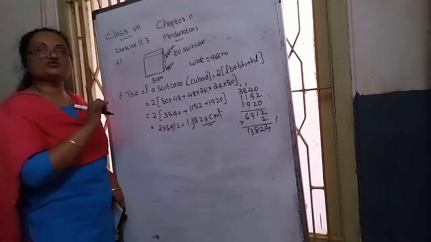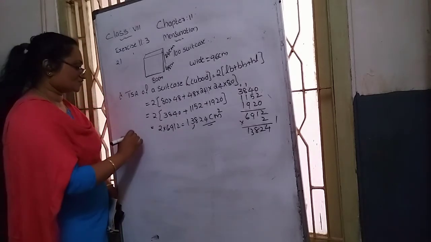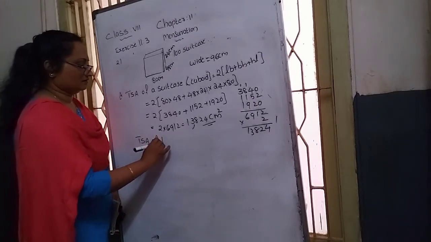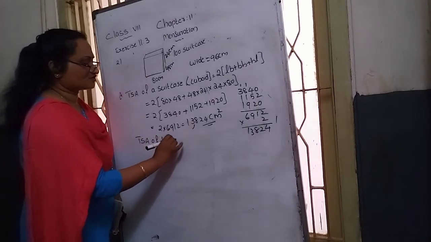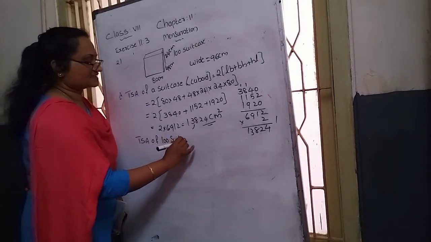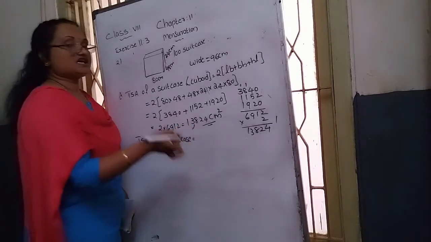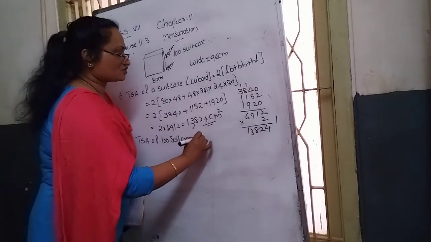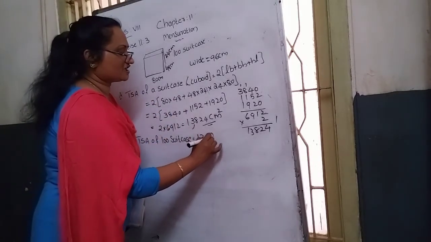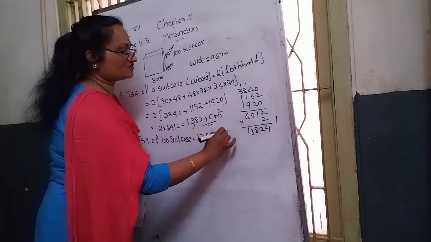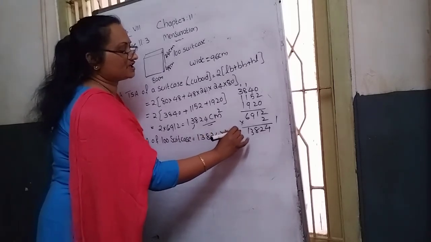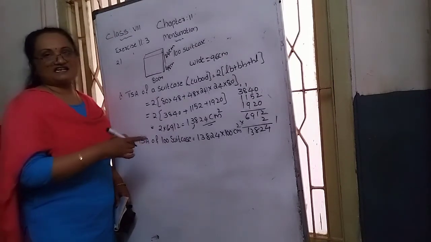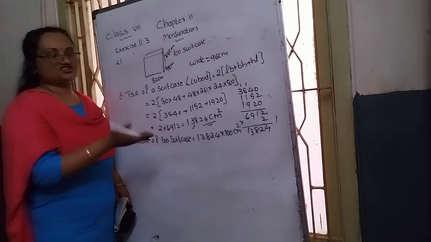How many suitcases are there? 100 suitcases are there. So the next step is to find the TSA of 100 suitcases. One suitcase area is 13,824, multiplied with 100. Area is represented as centimeter square. Lastly, we can cancel or multiply and write it anyhow.